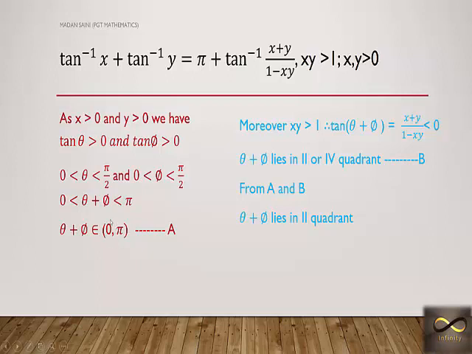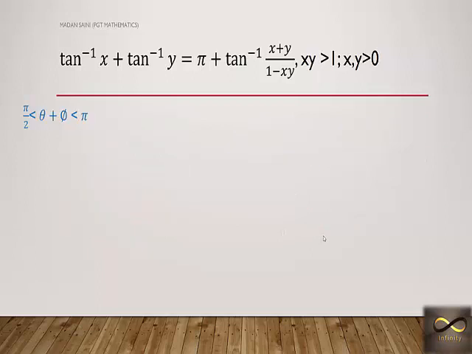यहाँ हम देखेंगे 0 to pi में क्या फर्स्ट एंड सेकेंड क्वाड्रेंट आ रहा है. यहाँ पे हम बता रहे हैं सेकेंड एंड फोर्थ, तो दोनों का जो कॉमन पार्ट होगा it will give us theta plus phi lies in second quadrant. By second quadrant we mean theta plus phi is greater than pi by 2 and less than pi.